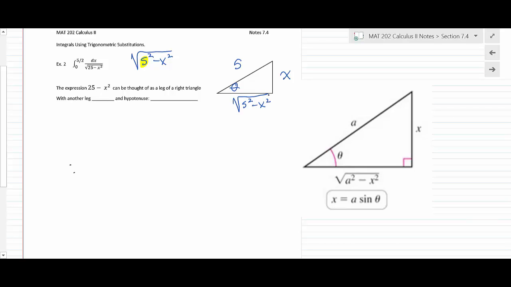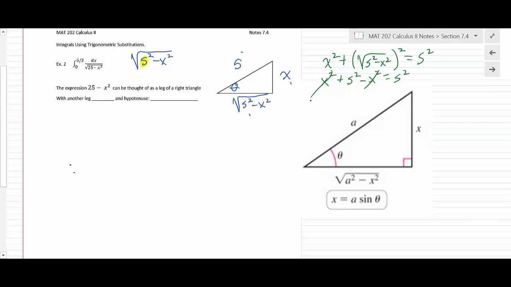Now, let me show you where this comes from. And as I'm doing this, I'll show you how I remember some of this stuff too. So in the Pythagorean Theorem, let me just prove to you that this is right. If you do x squared plus the square root of 5 squared minus x squared, squared, that should be equal to 5 squared. I'm just doing a squared plus b squared equals c squared. So let's see if that's right. That's x squared plus 5 squared minus x squared equals 5 squared. Is that right? It is.